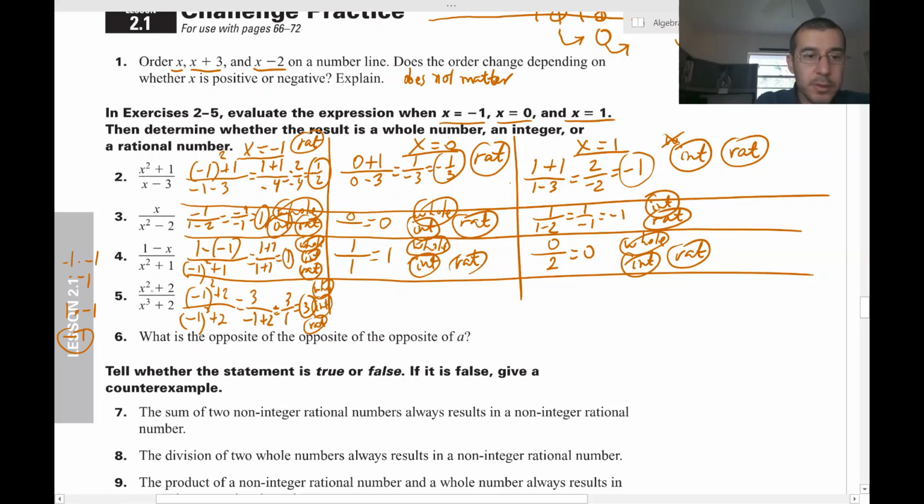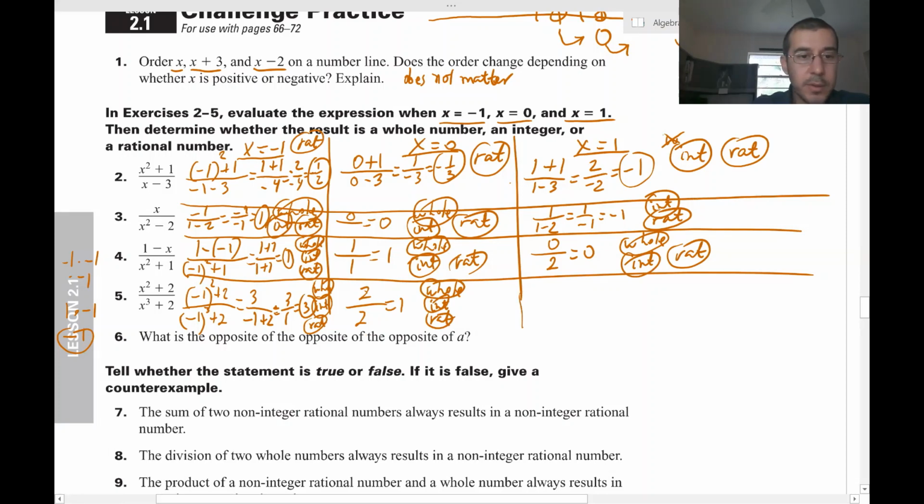When x is 0, 0 squared is 0, plus 2 is just 2. 0 cubed is 0, plus 2 is 2. 2 over 2 is just 1. So this is everything. Whole number, integer, rational number.